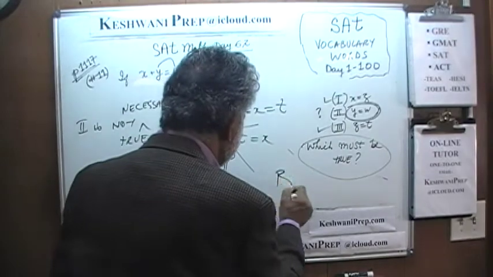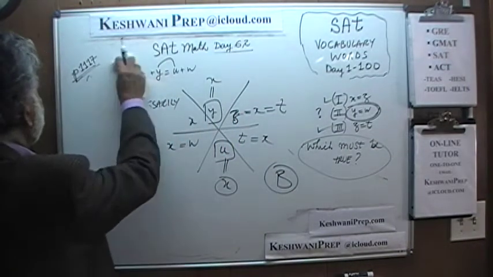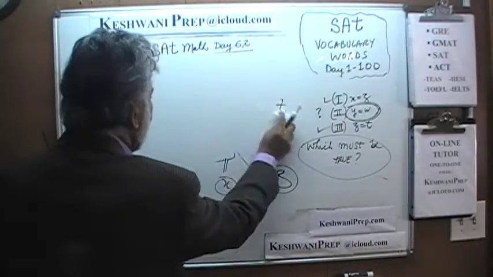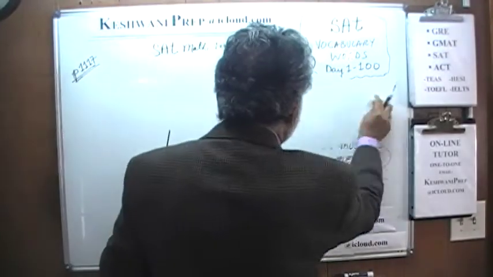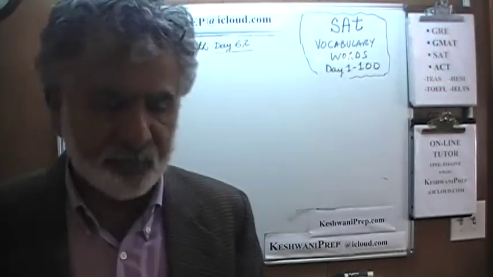Let's go to the next one, number 12. There are three statements there, only two of those three were something that must be true. The third may be true only if they're all equal to each other. Let's look at number 12.